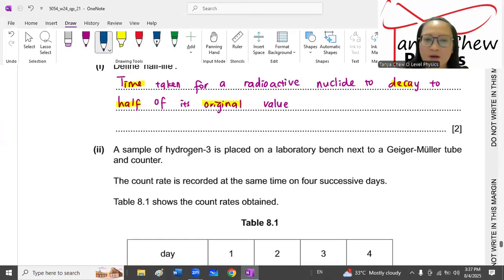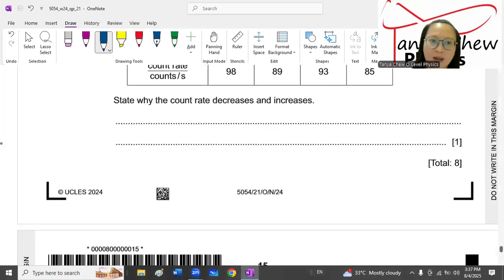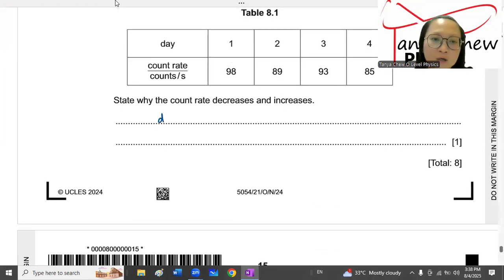Now, the next one. A sample of hydrogen-3 is placed on a laboratory bench next to a Geiger-Müller tube and a counter. The count rate is recorded at the same time on 4 successive days. Table 8.1 shows the count rates obtained: 98 on day 1, 89 on day 2, which drops, day 3 increases, and day 4 drops again. State why the count rates decrease and increase. Actual reason, we don't know. Sometimes it increases, sometimes it decreases, and increases again. So I would say that it is due to random decay. You cannot predict which radioactive nuclide will decay first.